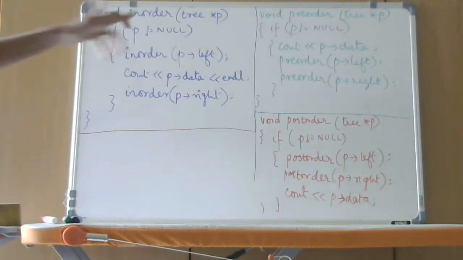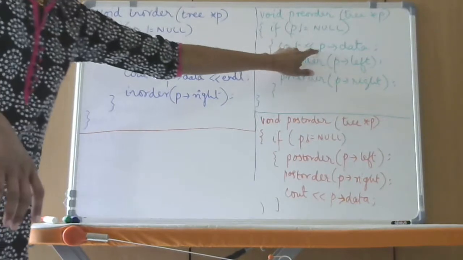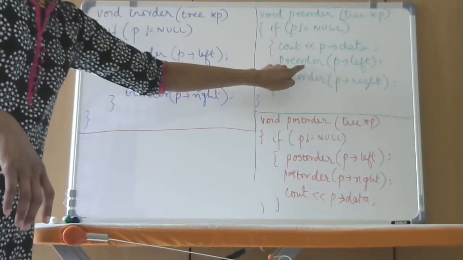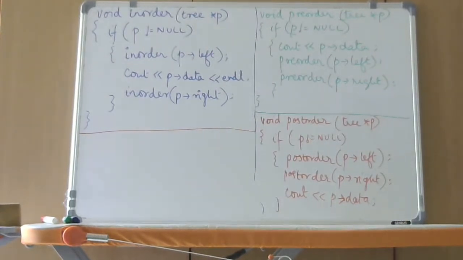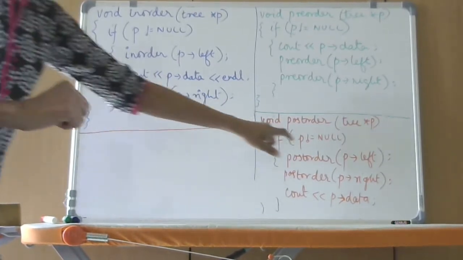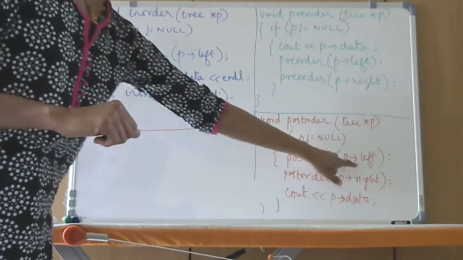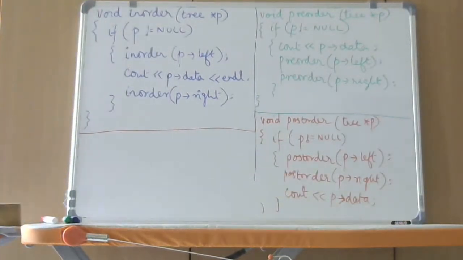Again pre-order, same thing. If it is not null, what is pre-order? Root, left, right. Correct? So this is your displaying of root. This is left, pre-order of P of left, pre-order of P of right. And then comes your post-order. Post-order is what? Left, right, root. Correct? So first post-order of P of left, post-order of P of right, then print out P of data. So this is how you try to traverse the tree recursively.